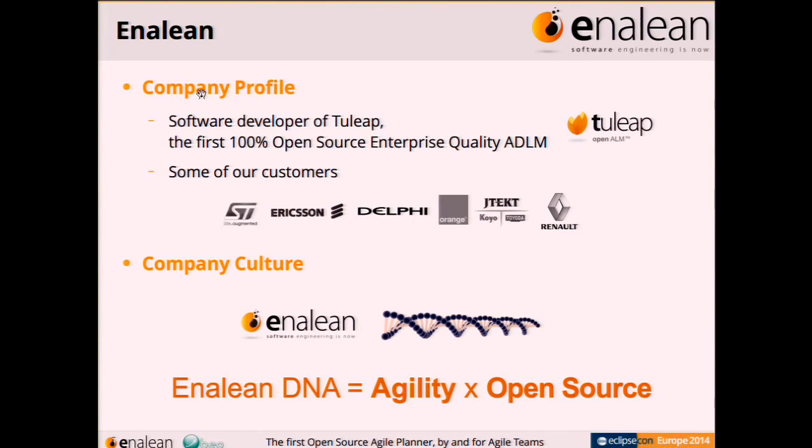Enalean, just a few words about the company. We are a software vendor and we are developing the Tuleap Open ALM. One of the particularities is that we are in the business of open source tools and only open source tools. The core value of the company is agility and open source, and this is all about what we're going to talk about today.